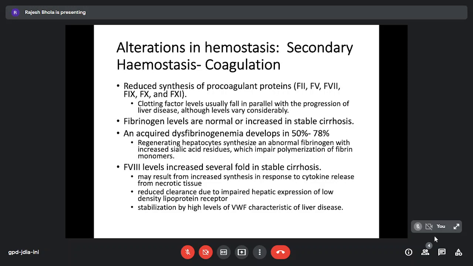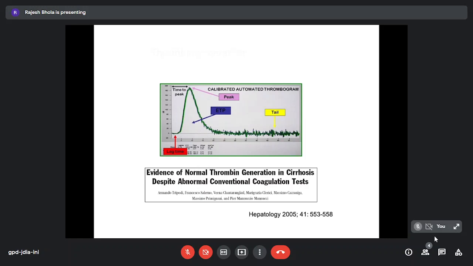And factor 8 levels are usually increased several fold in stable cirrhosis. It can result from increased synthesis in response to cytokine release from necrotic tissue, or reduced clearance due to impaired hepatic uptake via the low density lipoprotein receptor, or stabilization by a high level of von Willebrand factor, because von Willebrand factor is the carrier molecule of factor 8. So that's the reason factor 8 levels can be increased several fold in a stable cirrhosis.